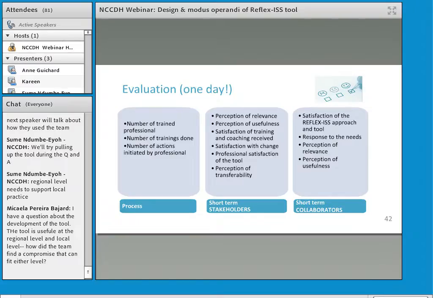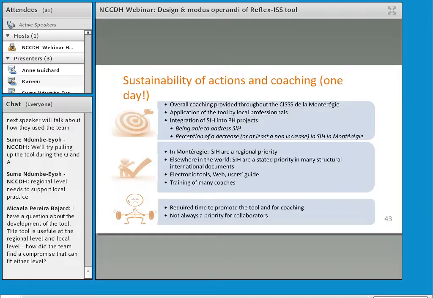We want to see, in fact, how they find the relevance of the tool, the usefulness of the tool, how satisfied they are with the tool. And ultimately, we want to see if it responds to the need and if it's a good approach to really think about social inequality and act on social inequality.